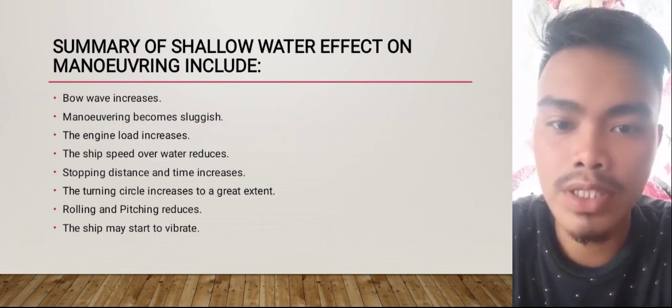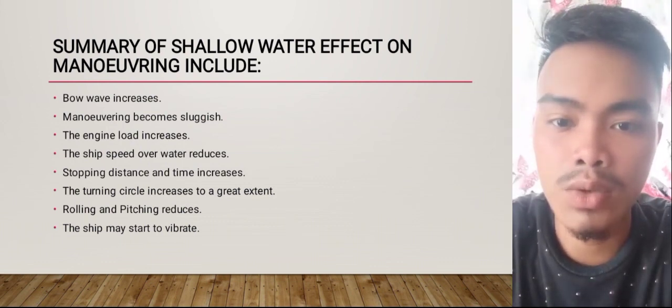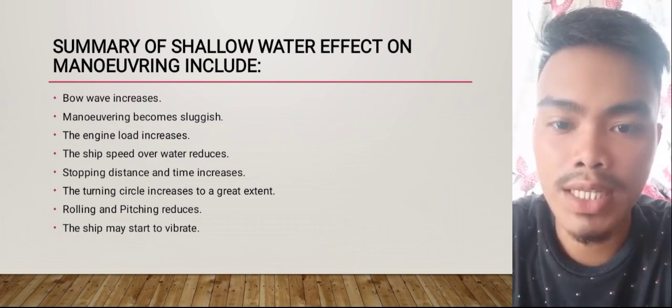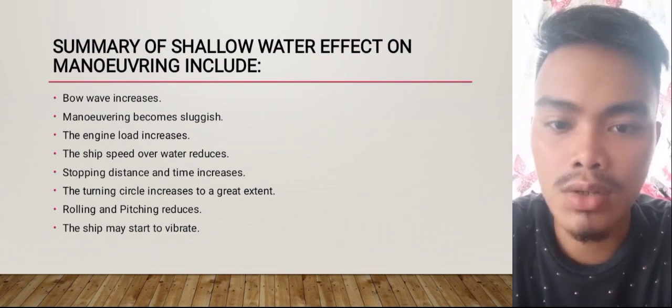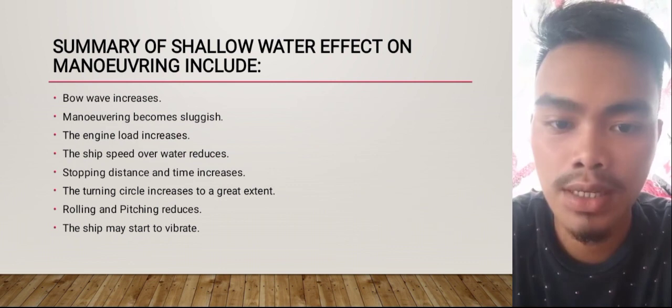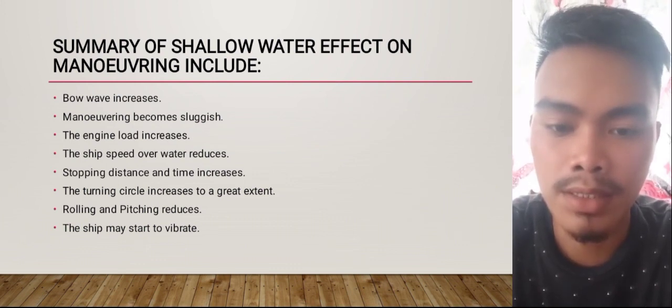Summary of shallow water effect on maneuvering: bow wave increases, maneuvering becomes sluggish, the engine load increases, the ship speed over water reduces, stopping distance and time increase, the turning circle increases to a great extent, rolling and pitching reduce, and the ship may start to vibrate.